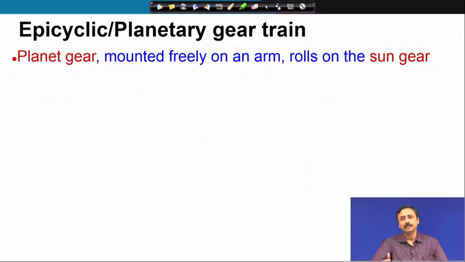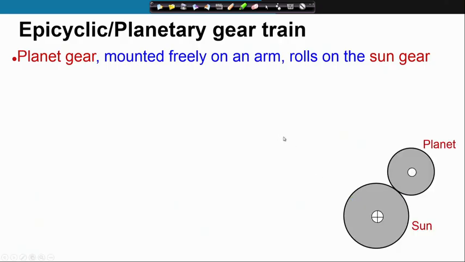This is unlike the simple and compound gear trains where their centers are fixed. The epicyclic gear train has these components. It has a planet gear which is mounted freely on an arm and it rolls on what is known as the sun gear. The analogy is from our solar system. So, here I have a sun gear on which there is this planet gear which meshes with the sun gear.